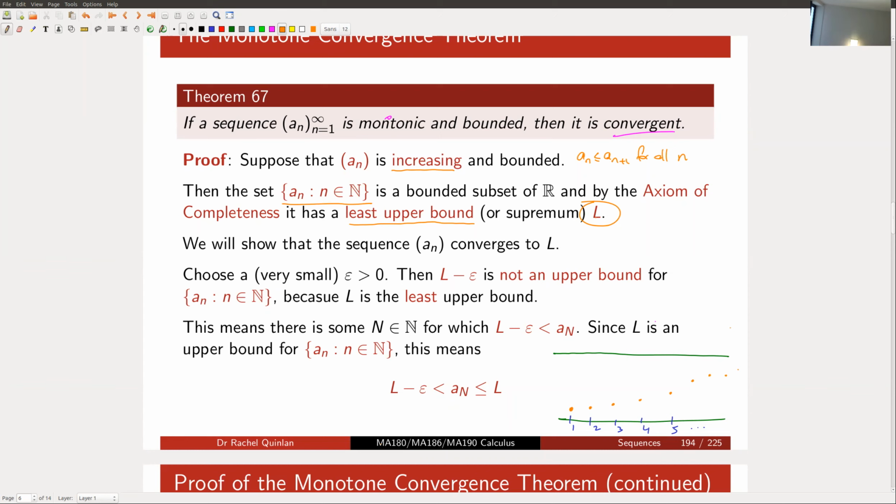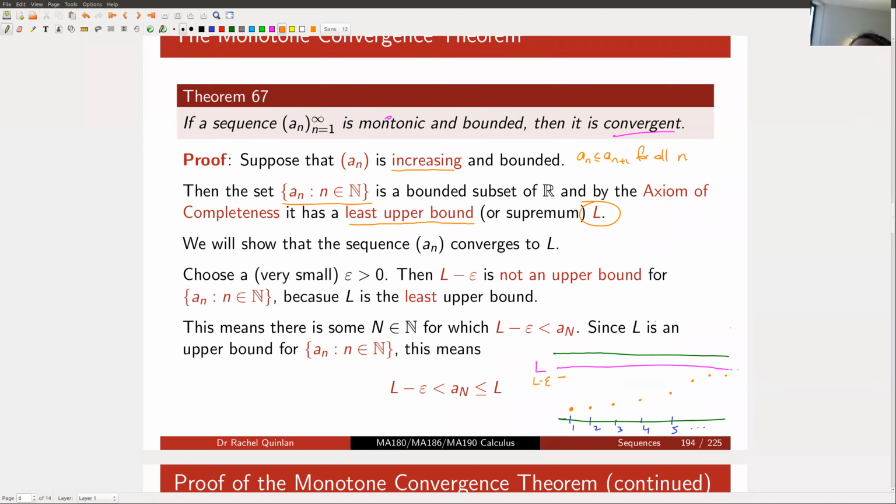Okay, so here's the picture, and it's essentially the same picture, but instead of taking any old upper bound like that green one, we're going to take the supremum of the set of terms in our sequence, which we know exists because of the axiom of completeness. And the claim is that the terms of the sequence must be converging to L. How can we actually justify this? Well, if we choose a very small epsilon, there's no terms above L because L is an upper bound for the sequence. So it's below L we need to worry about.